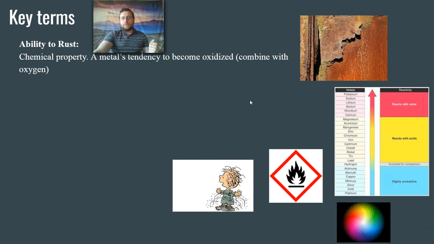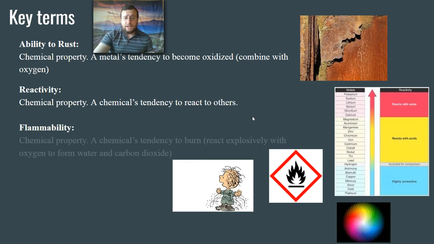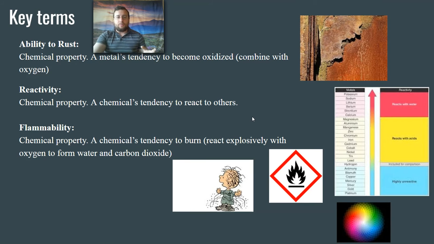That's a metal's tendency to become oxidized or combined with oxygen. So that sounds like what? It sounds like it's reacting, right? So it's going to be a chemical property. And reactivity, again, kind of in the name, the chemical tendency to react with others, obviously a chemical property. Flammability, the chemical's tendency to burn, which is to react explosively with oxygen to form water and carbon dioxide. So that means obviously a chemical property, right?